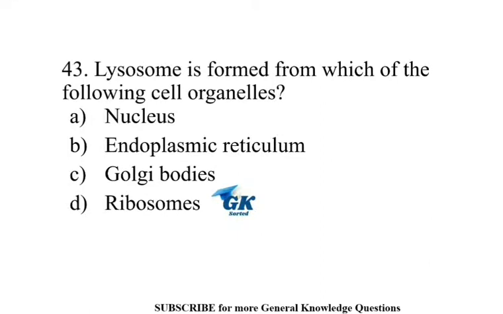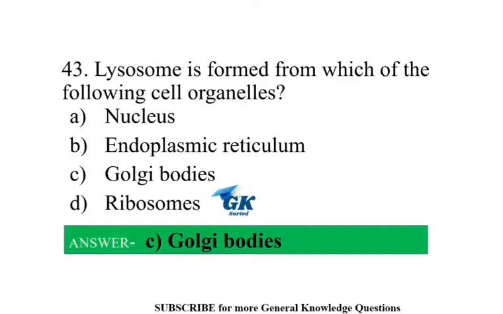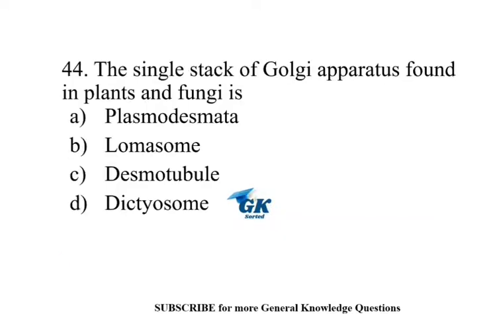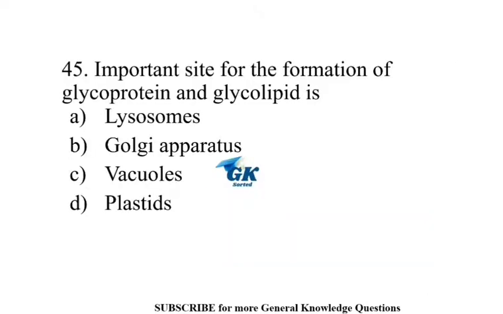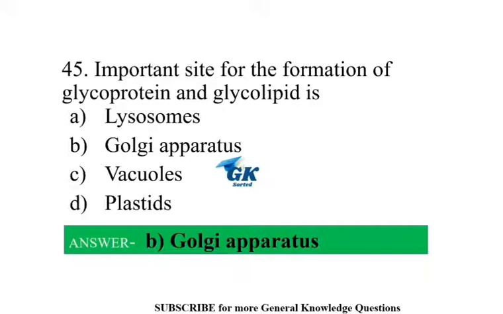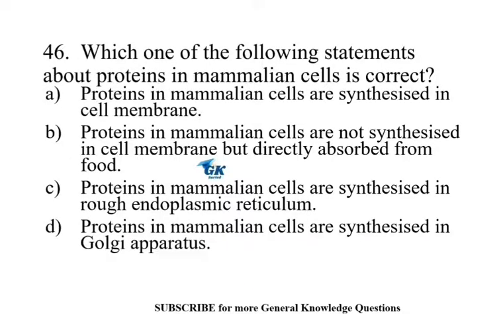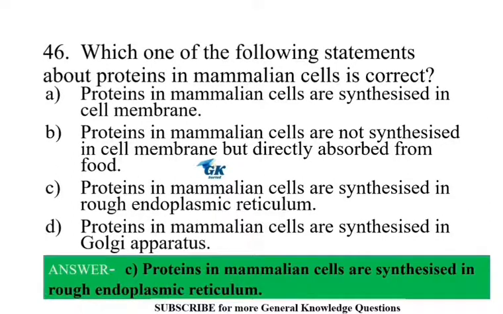Lysosome is formed from which of the following cell organelles? Golgi bodies. The single stack of Golgi apparatus found in plants and fungi is dictyosome. Important site for the formation of glycoprotein and glycolipid is Golgi apparatus. Which one of the following statements about proteins in mammalian cells is correct? Proteins in mammalian cells are synthesized in rough endoplasmic reticulum.